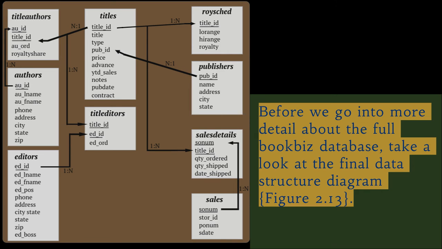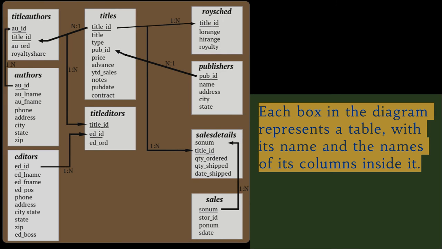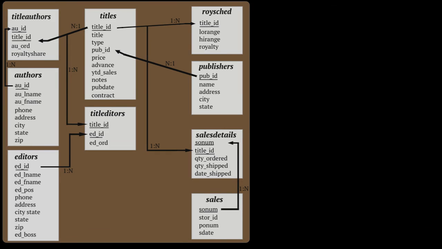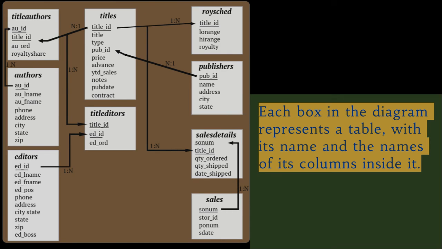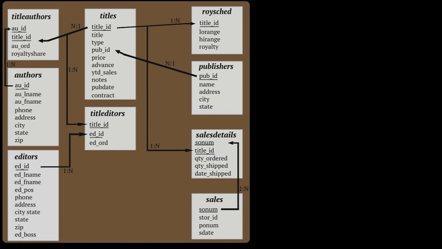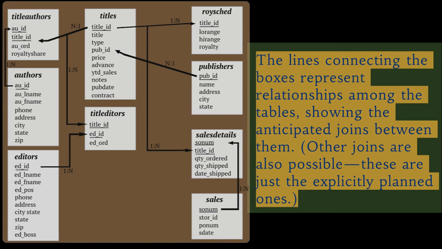Before we go into more detail about the full Book Biz database, take a look at the final data structure diagram, figure 2.13. Each box in the diagram represents a table with its name and the names of its columns inside it. The lines connecting the boxes represent relationships among the tables, showing the anticipated joins between them. Other joins are also possible. These are just the explicitly planned ones.